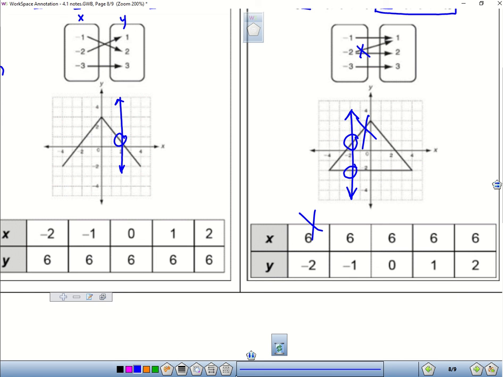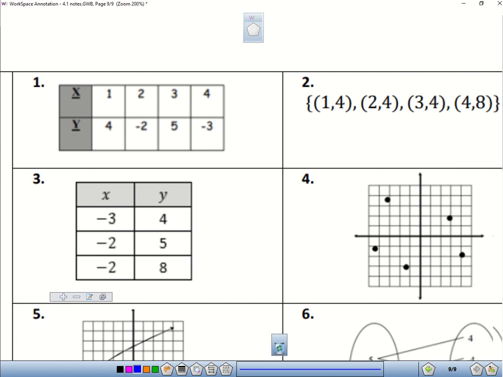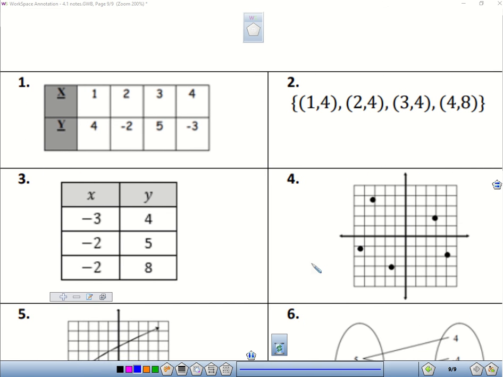Okay? You always look for repeating x values, and then you look, do they go to different or the same y values? If they go to different y values, it's not a function. If they go to the same y value, it still would be a function. Pretty easy. Now the last thing we're going to talk about is we're just going to go through and do these problems together.